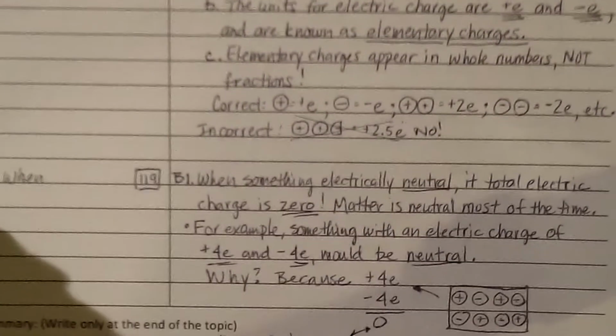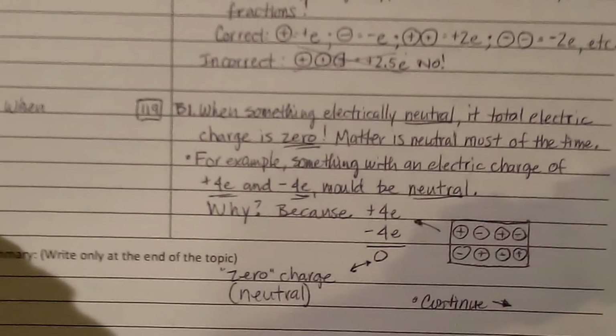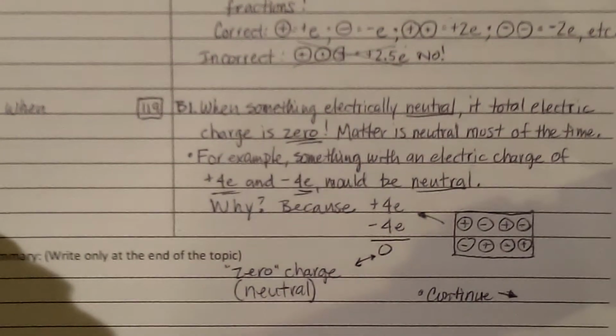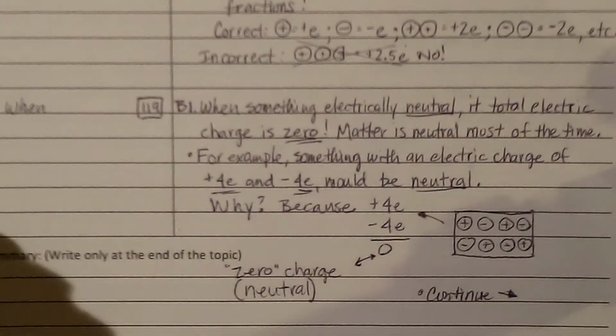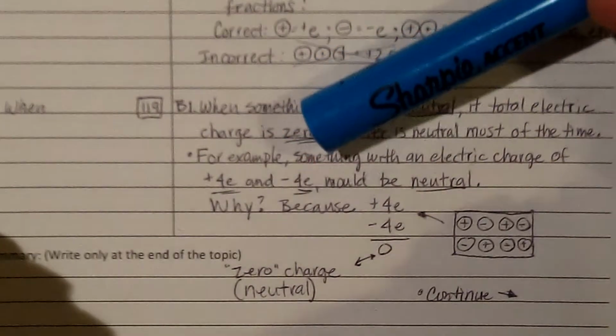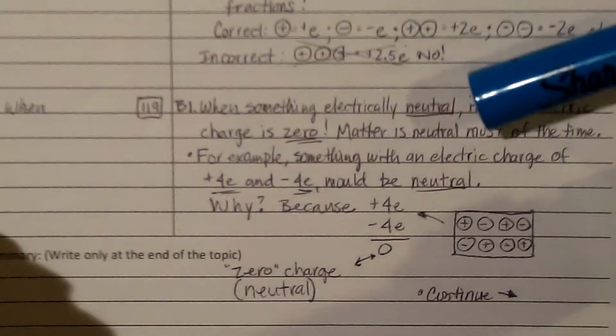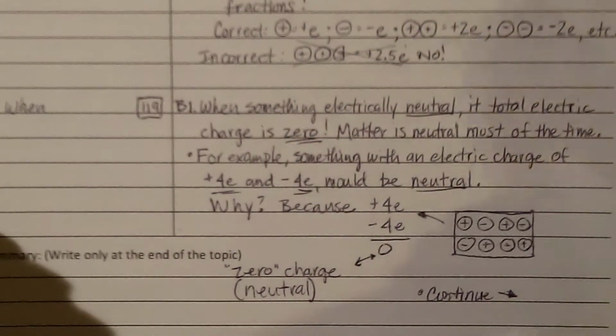All right, and third part. Introduction to the idea of something being neutral. There's no charge to it. Read through the material. The charge is 0. There is no charge. An example is a positive 4E and a negative 4E. Anyways, get this down, pause it as you need.